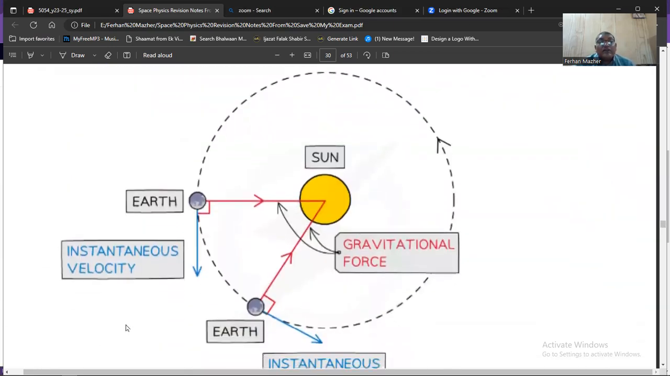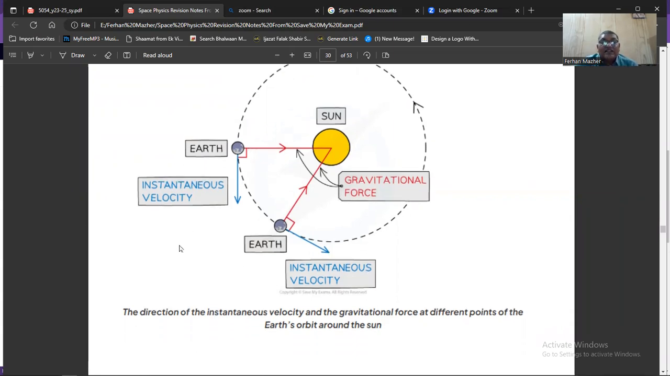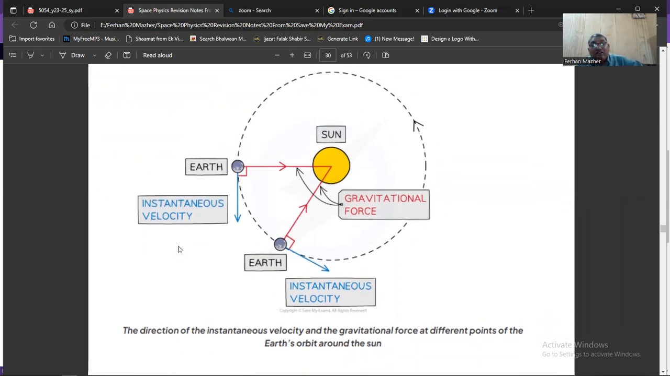Here we have a diagram which shows you. Here we have the sun, and here we have the earth. When the earth is here, its instantaneous velocity is along this tangent. When the earth is here, its instantaneous velocity is along the tangent at that point. But the direction of the gravitational force is always towards the sun. This shows the direction of the instantaneous velocity and the gravitational force at different points of the Earth's orbit around the sun.